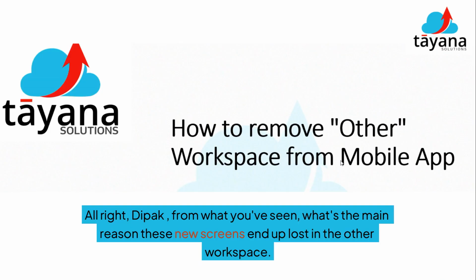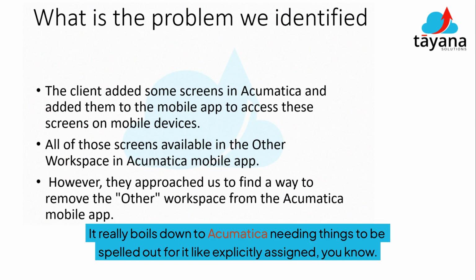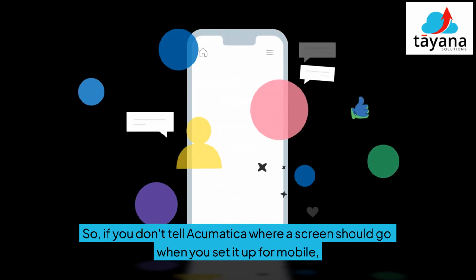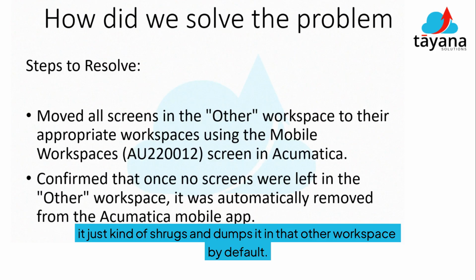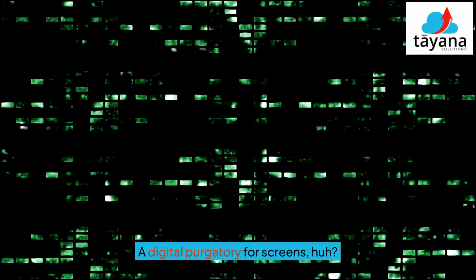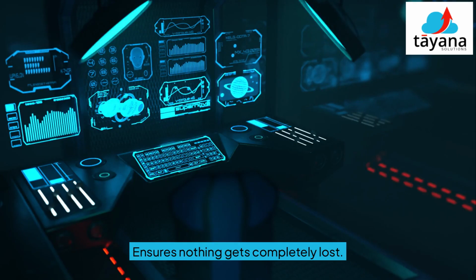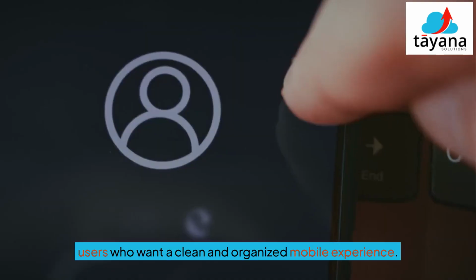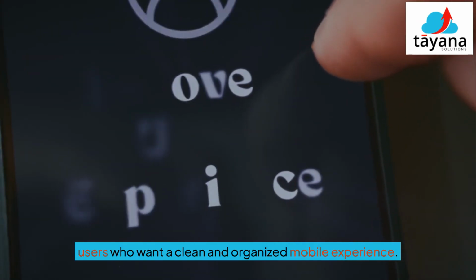All right, Deepak, from what you've seen, what's the main reason these new screens end up lost in the other workspace? It really boils down to Acumatica needing things to be spelled out for it, like explicitly assigned. So if you don't tell Acumatica where a screen should go when you set it up for mobile, it just kind of shrugs and dumps it in that other workspace by default. A digital purgatory for screens, huh? You could say that. I mean, it makes sense in a way as a fallback, ensures nothing gets completely lost. Yeah, it's like a safety net, I guess. But not exactly ideal for users who want a clean and organized mobile experience.